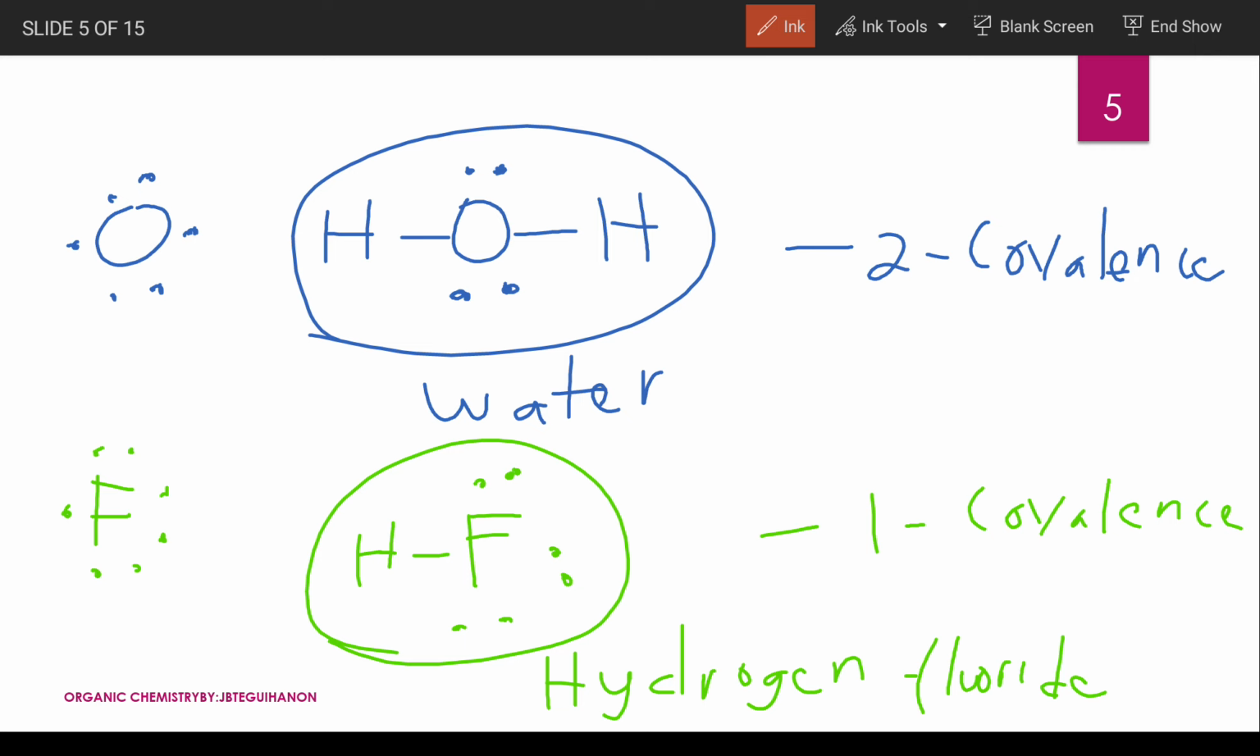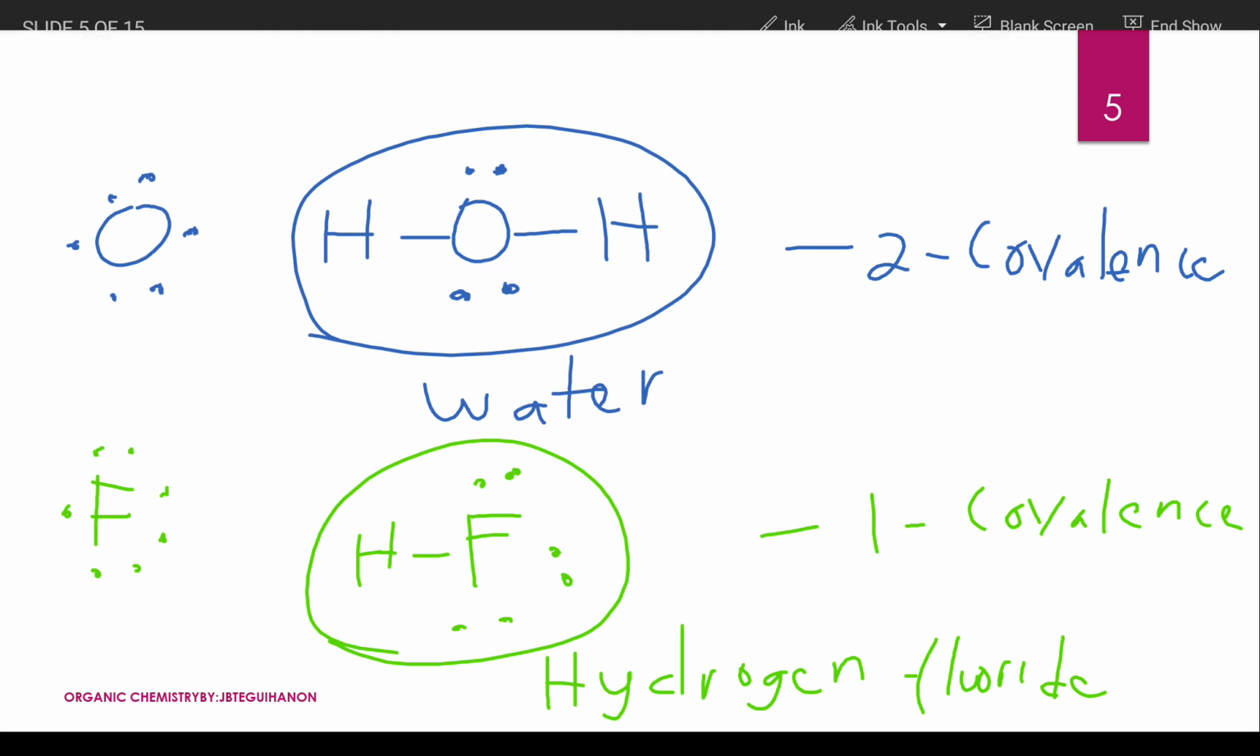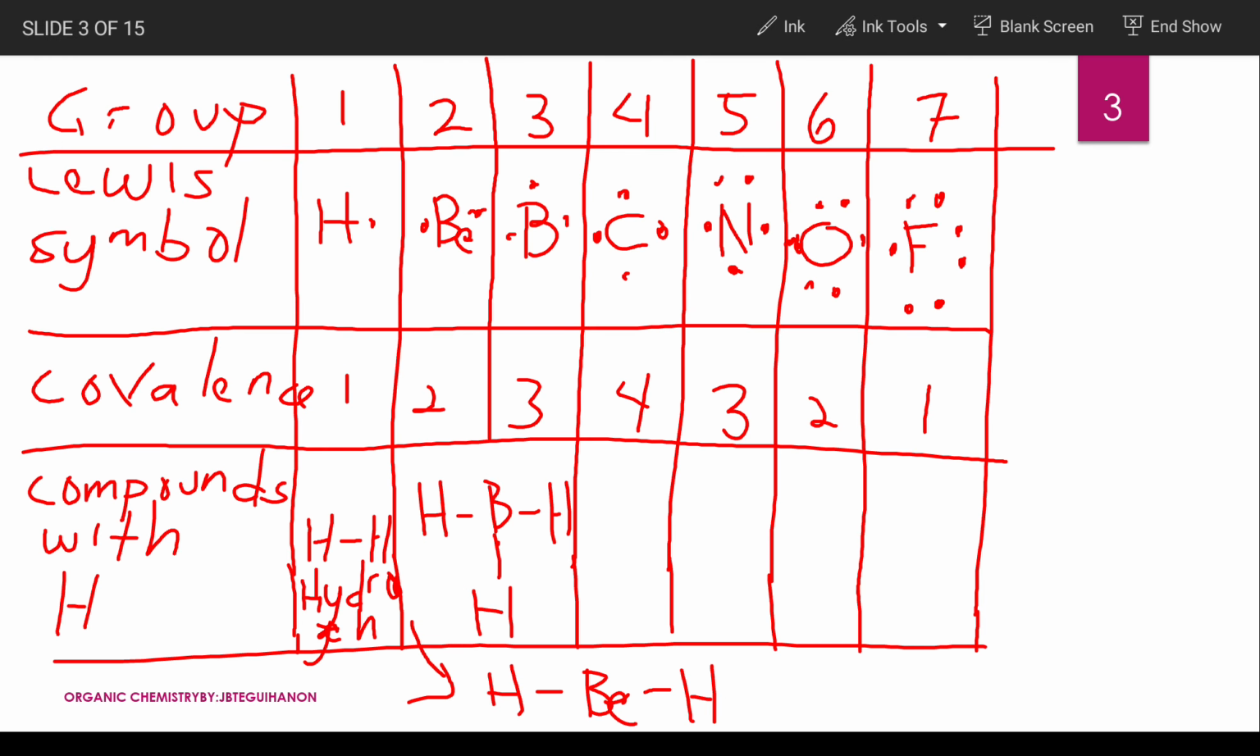Okay, so these are actually the covalences of the second period elements in group 2 through 7 in the periodic table. Okay, so going back, I have drawn here the group number. So here I have group 1, 2, 3, 4, 5, 6, 7. Yeah, that is the group.